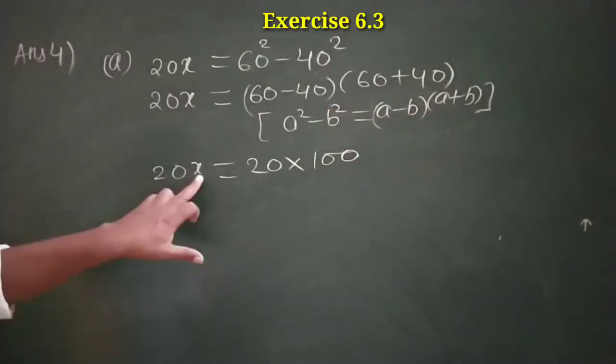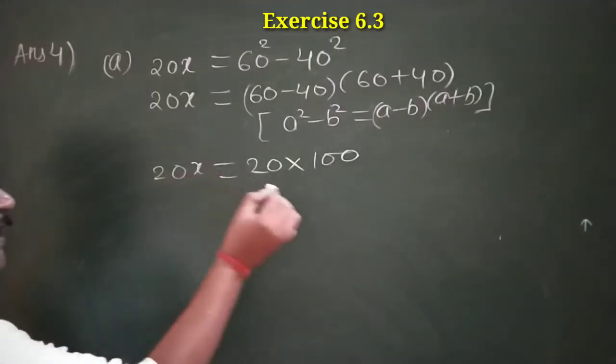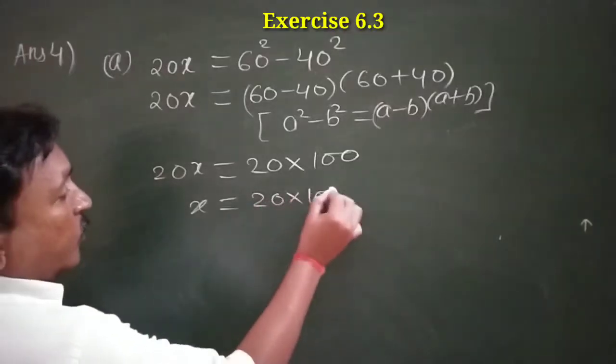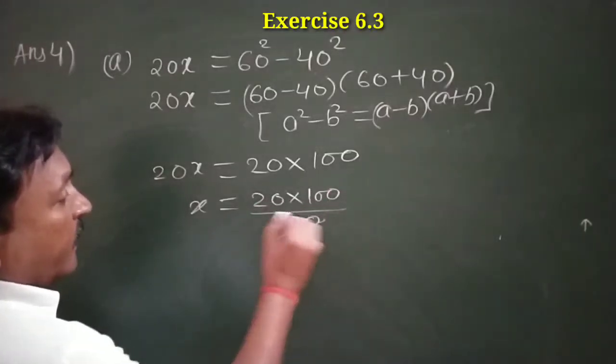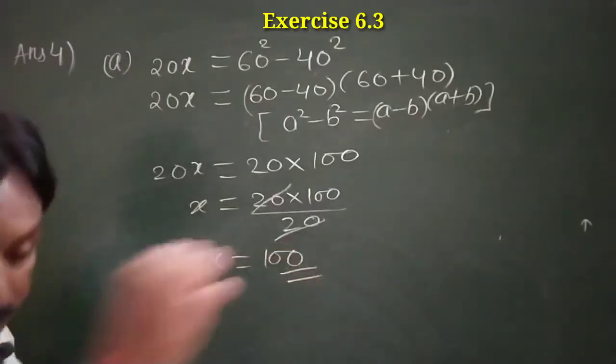We have to find out the value of x, so transpose 20 to the right hand side. It is in multiplication, so it will go in division. The value of x will be 20 into 100 upon 20. 20 is cancelled by 20. Value of x is 100. Okay, note it.